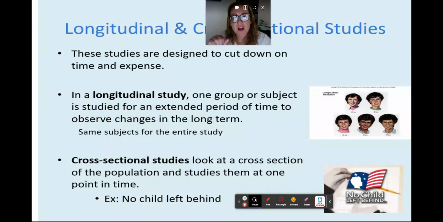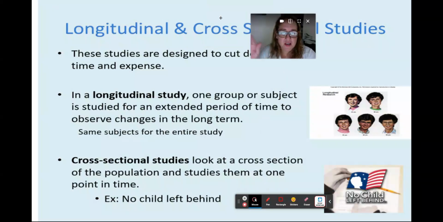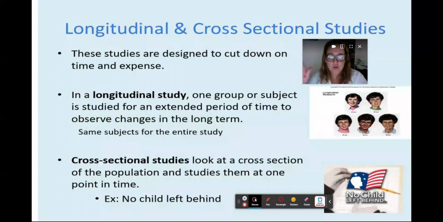Now, the last thing on this little section is I do want you to remove this from the descriptive side. This is going to be its own subtopic, and this is longitudinal and cross-sectional studies. You'll have that there. And these are ways that they gather data, how they design these studies.